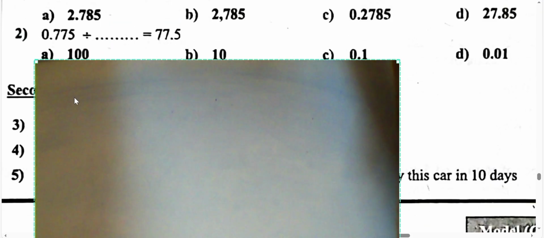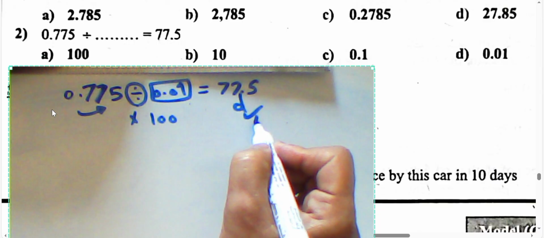Next example, number 2. 0.775 divided by what equals 77 and a half. Look at the point. The point moved right hand side by 2 places. It means multiply by 100. Use the sign divided by 100ths. Divided by 100ths, then the answer will be letter D. Choose letter D.